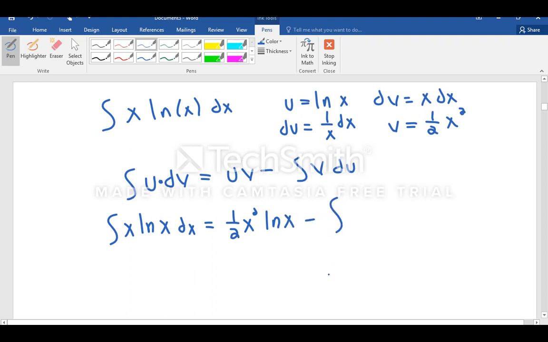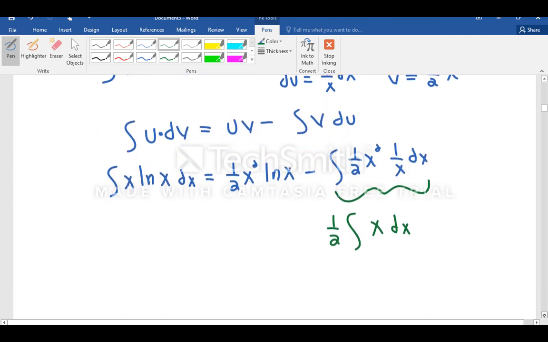And then the integral of v du. So v was 1/2 x squared, and the du expression is 1/x. All right, now if we clean this up, I'm going to focus on that for just a second. Let's pull the 1/2 outside the integral, and then x squared over x is going to reduce to just x. So I'm going to simplify that expression, and x squared times 1/x reduces to just x.